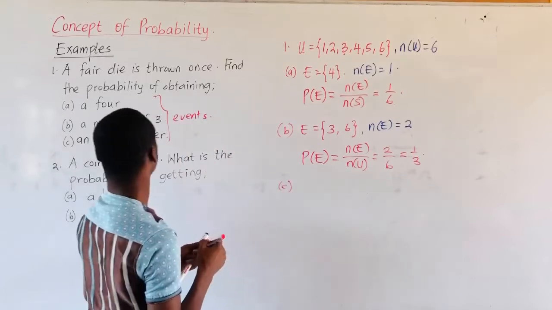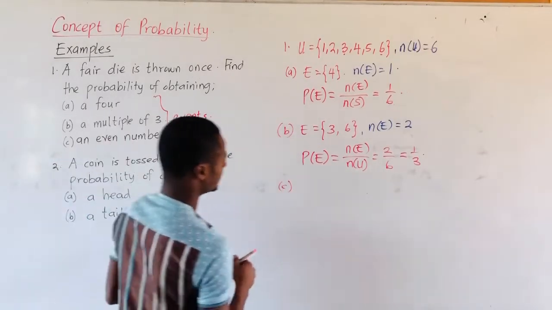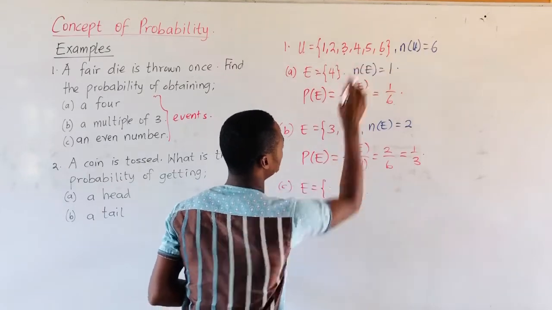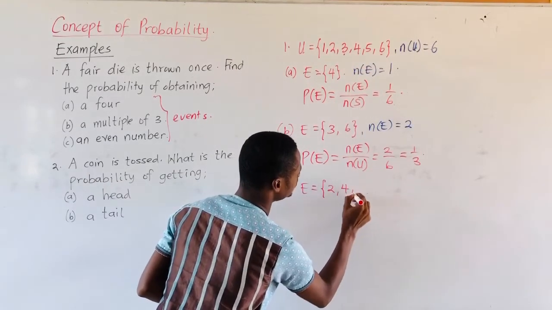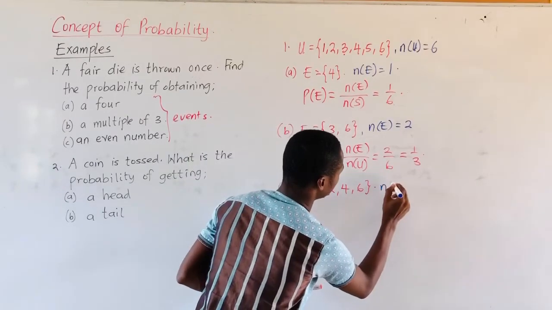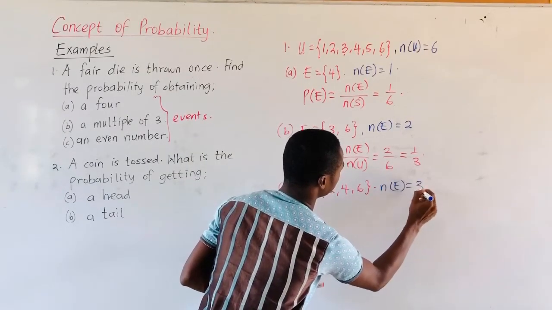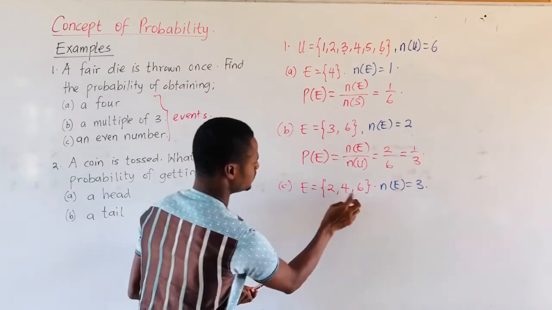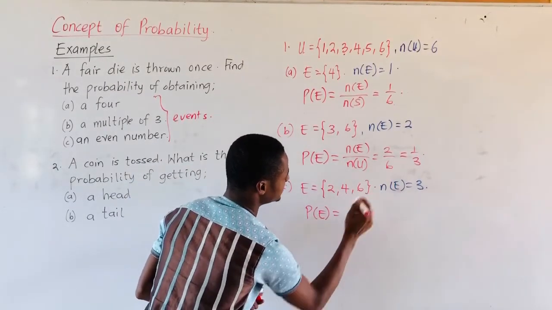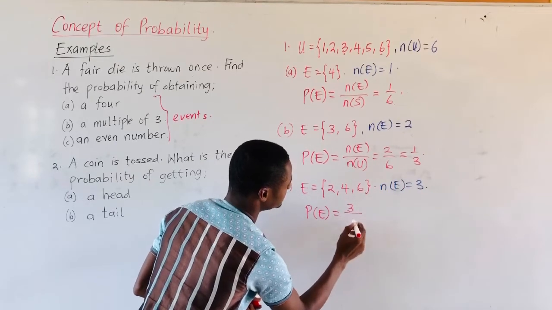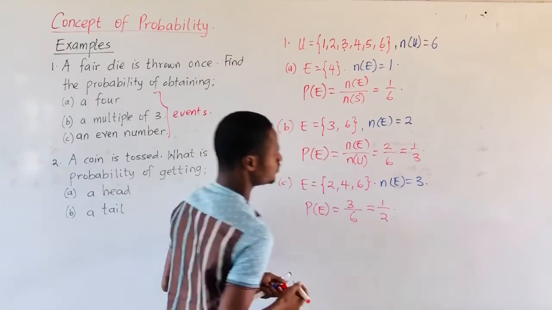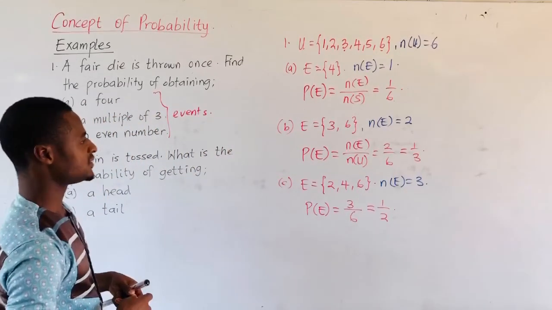C is an even number. So our event here is, we have the even numbers from the sample space as 2, 4, 6. And the number of elements in this event is 3: 1, 2, 3. So our probability, number of elements in the event is 3, over that in the sample space, which is 6. And we will have 1 over 2 as our probability.